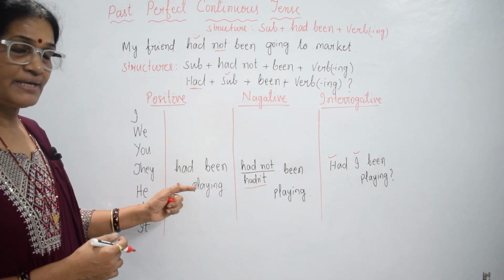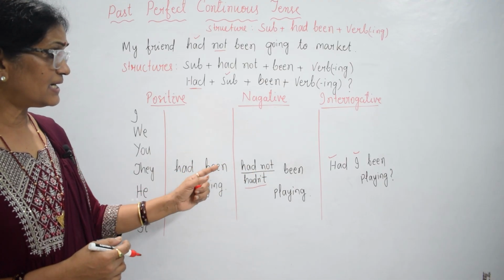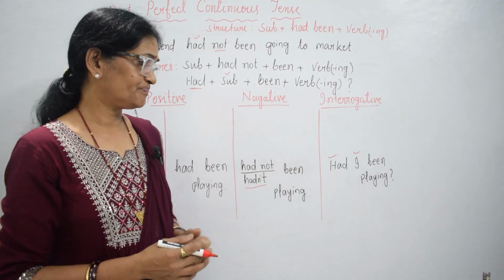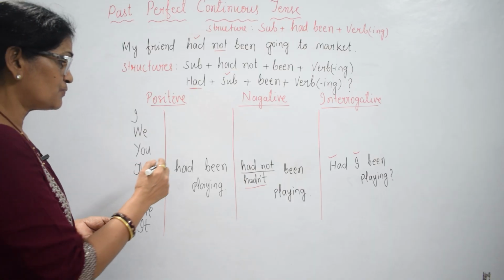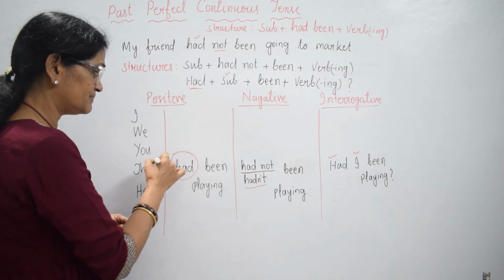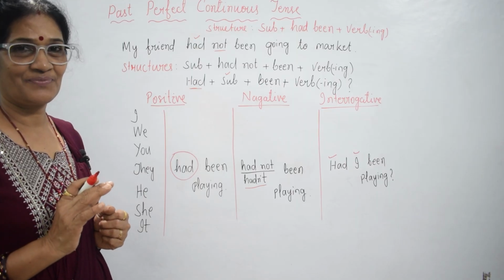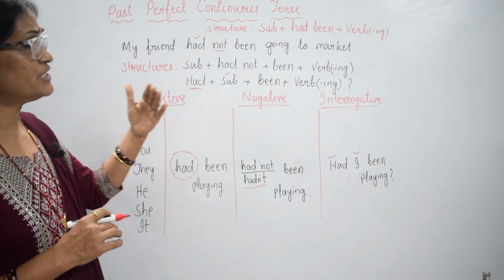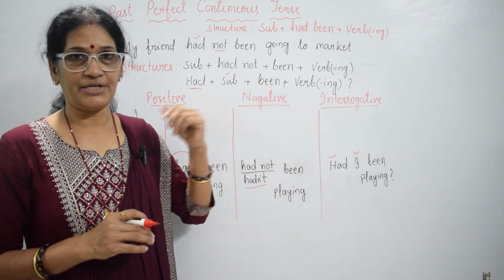It had been playing. It hadn't been playing. It had not been playing. Had it been playing? And remember, had is one auxiliary verb that agrees with all kinds of subjects. Okay, so we understood how to change a sentence into negative and how to change it into interrogative.